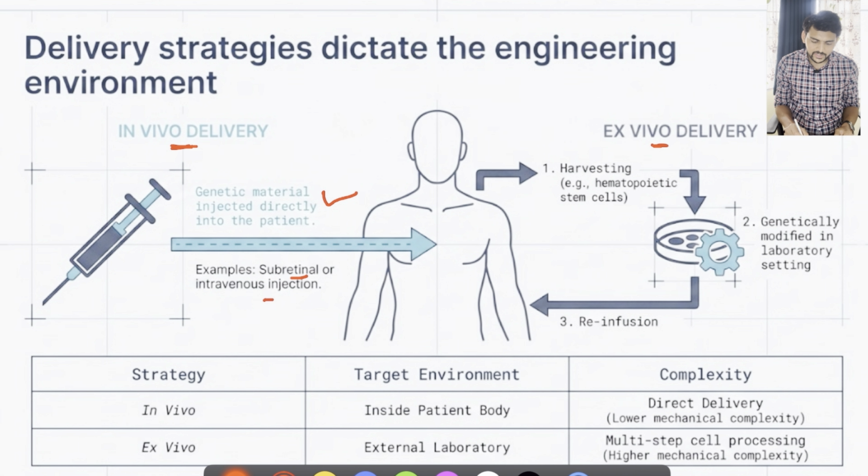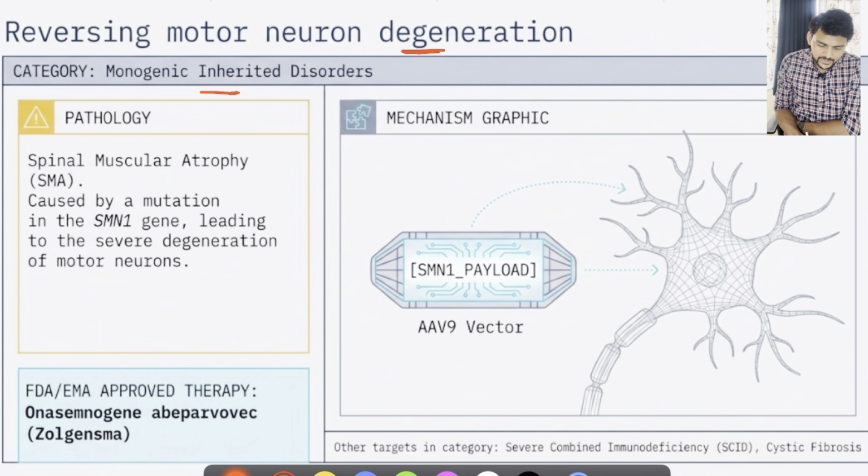Now we will see what are the common disorders which are treated using gene therapy. When it comes to neurological disorders, mainly degenerative monogenic inherited disorders like spinal muscular atrophy, which is caused by mutation of the SMN1 gene, leading to severe degeneration of motor neurons. In this case, gene therapy is utilized and the name should be remembered, that is Zolgensma. It is one of the most important treatment options when it comes to spinal muscular atrophy.